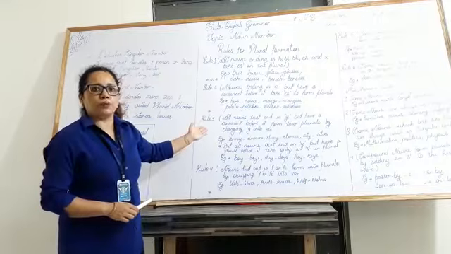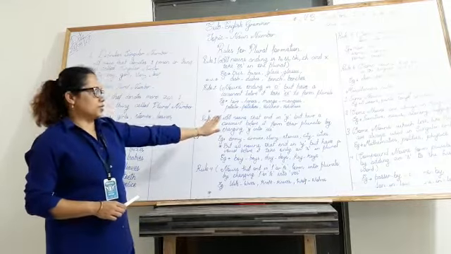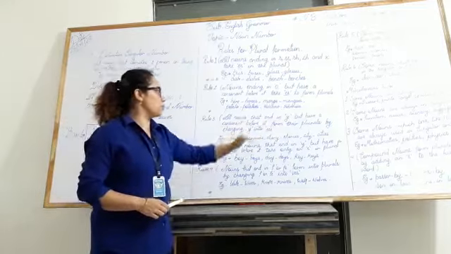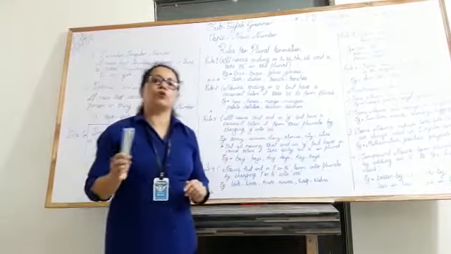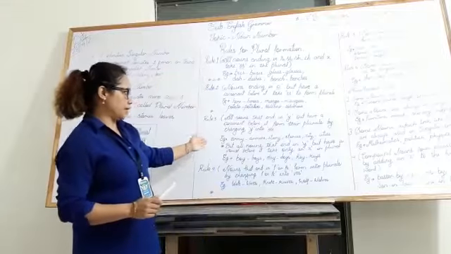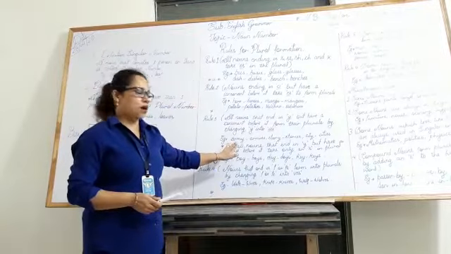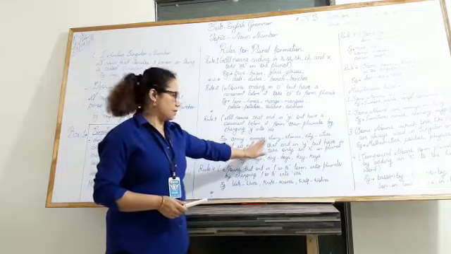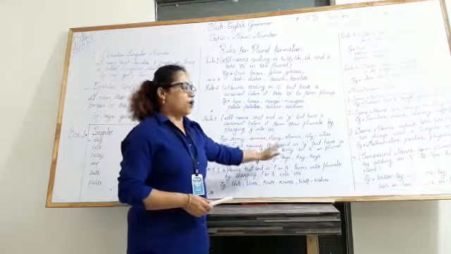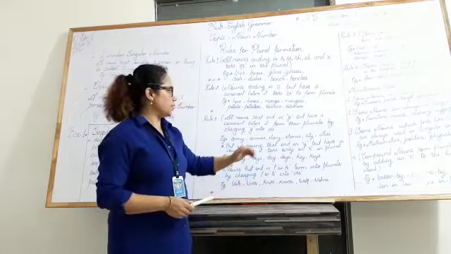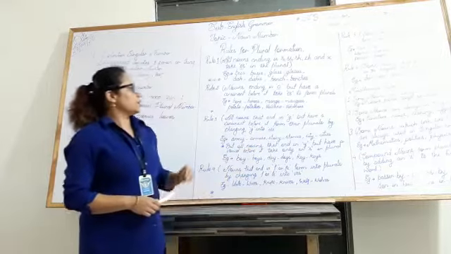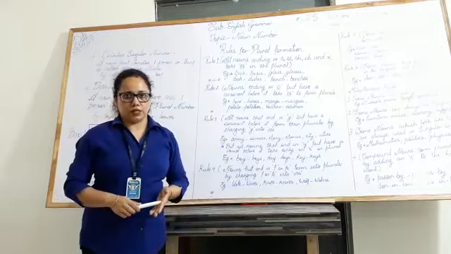Let's move on to rule number 3. All nouns that end in y but have a consonant before it form their plurals by changing y into ies. As for example, army will change into armies. Story will change into stories. Similarly, city will change into cities, etc.